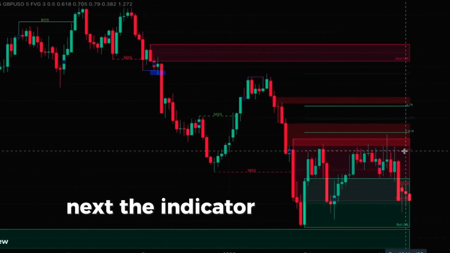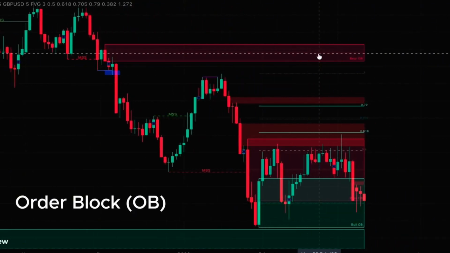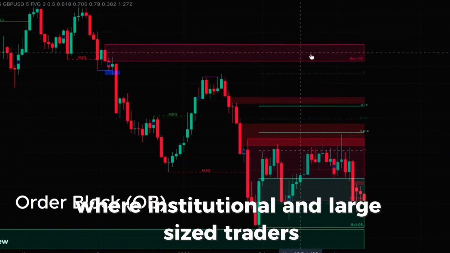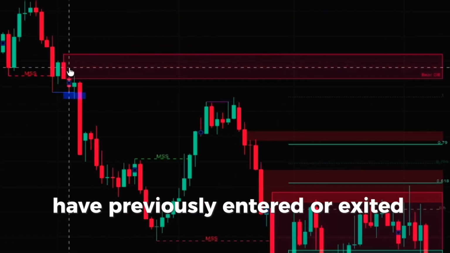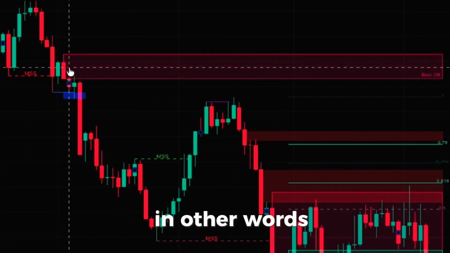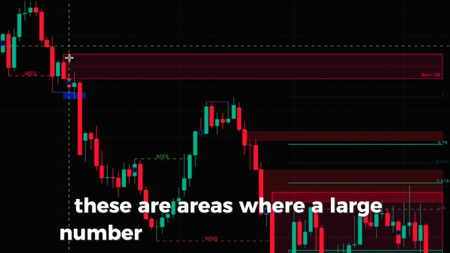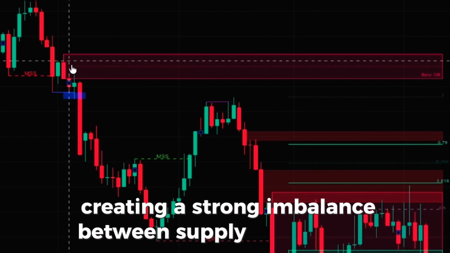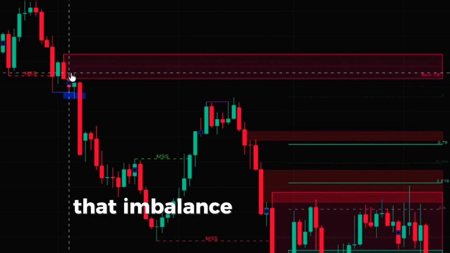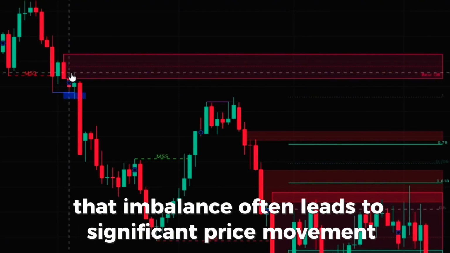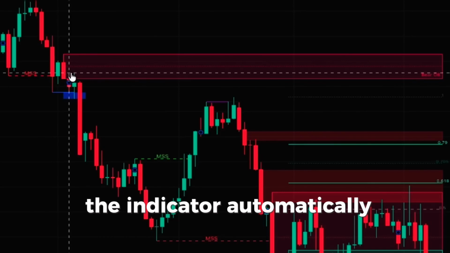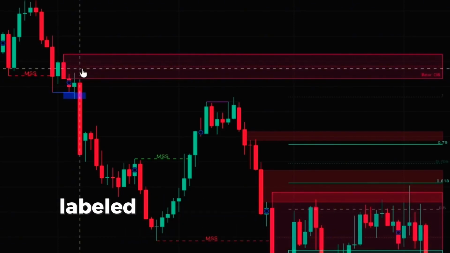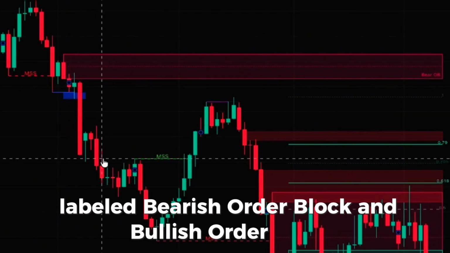Next, the indicator shows order block zones. Order blocks are price ranges where institutional and large-size traders have previously entered or exited the market. In other words, these are areas where a large number of orders were executed, creating a strong imbalance between supply and demand. That imbalance often leads to significant price movement. The indicator automatically identifies these zones and marks them with red and green areas labeled bearish order block and bullish order block.